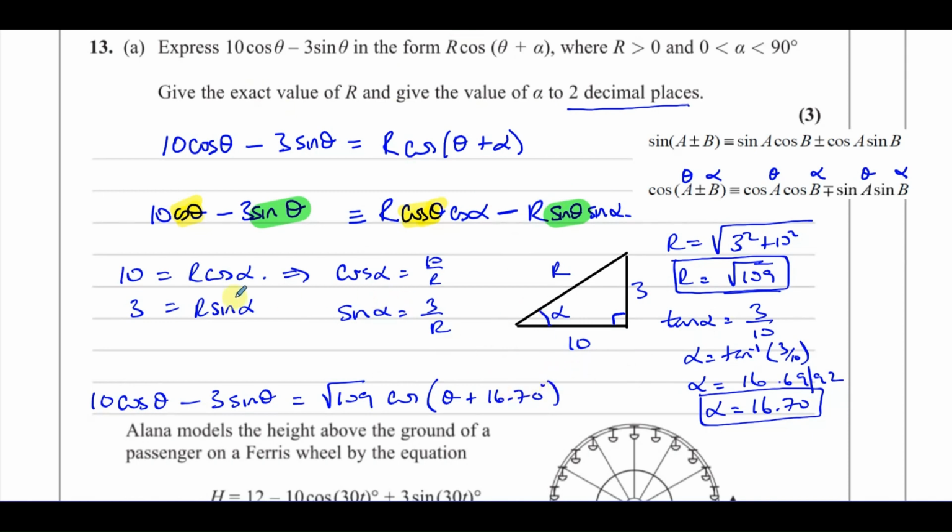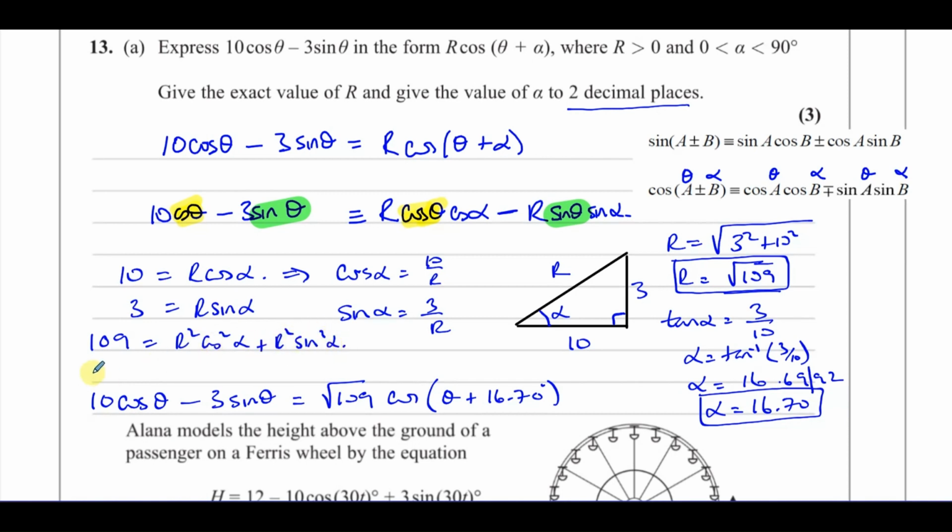There are other methods. Once you got to this stage, some people, for example, would take this equation and square it, take this equation and square it, and add the 2 equations together. For example, if they square this, they're going to get 100, and square this, they get 9, and you add them to get 109. If you square this, you get r squared cosine squared alpha, plus r squared sine squared alpha.